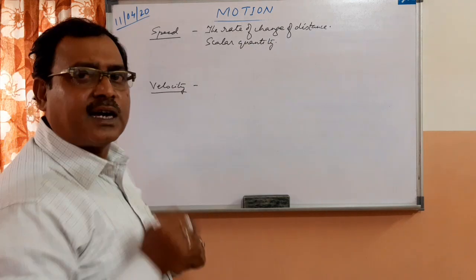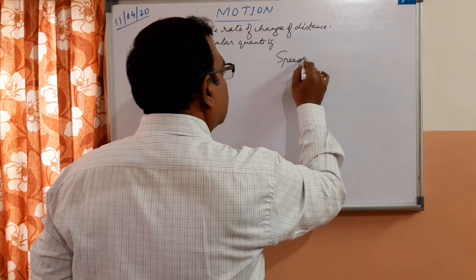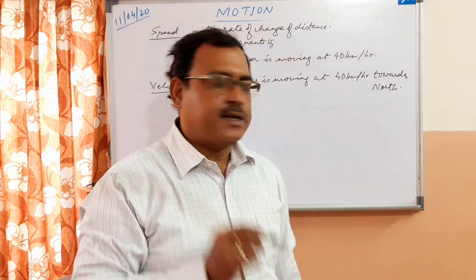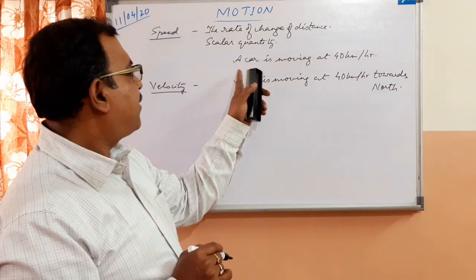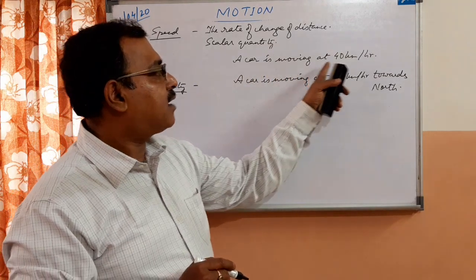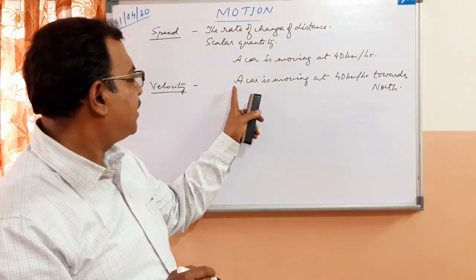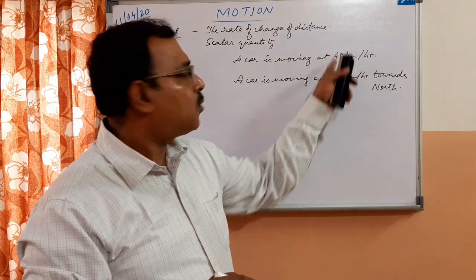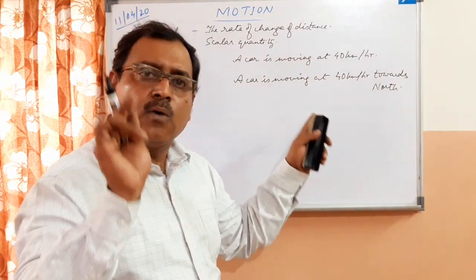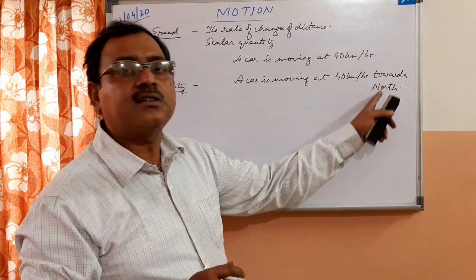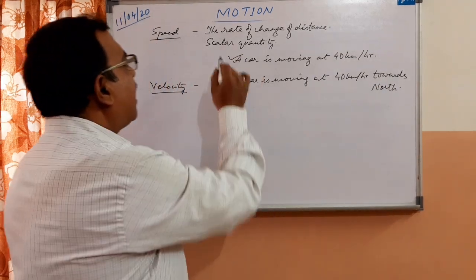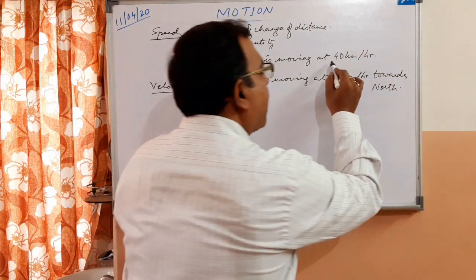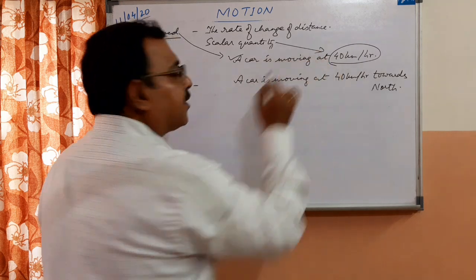Right? Now supposing I say, now see, I have written here two statements. First is a car is moving at 40 km per hour. Next I have written a car is moving at 40 km per hour towards north. So what is the difference between two statements? The only difference is in the second statement I have written towards north. So here in the first statement I am mentioning the speed of the car. No direction is there, only the magnitude is there. Hence it is a scalar quantity.